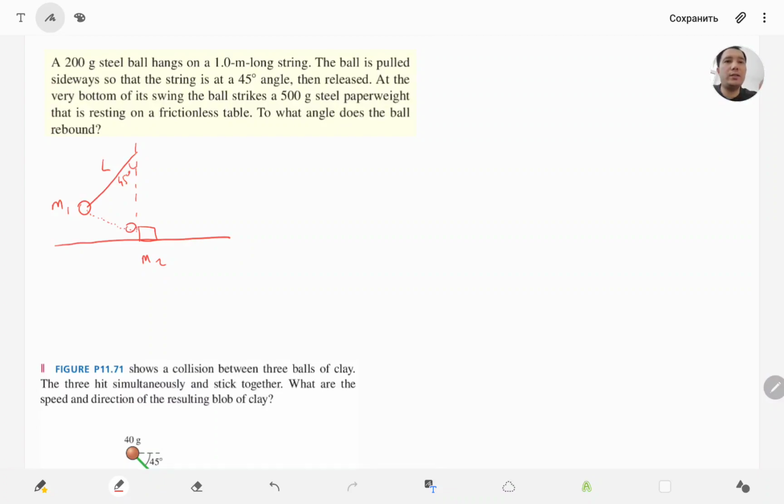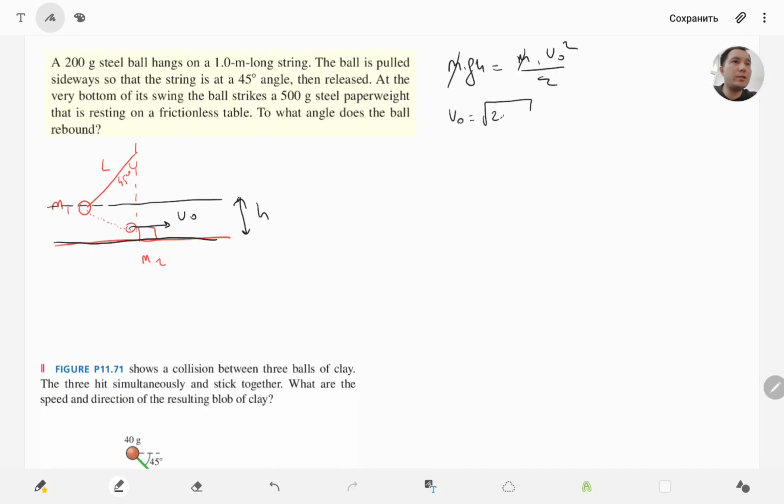First we should find with what velocity it will strike the 500 gram steel. So let's find the velocity just before striking the second object. Let's call it V0. We can find it with the help of conservation of energy. Initially there is a height, let's call it H. Initially we have only potential energy, and it will be converted to kinetic energy. The final point is just before striking the object. So V0 equals the square root of 2 times gravity times height.